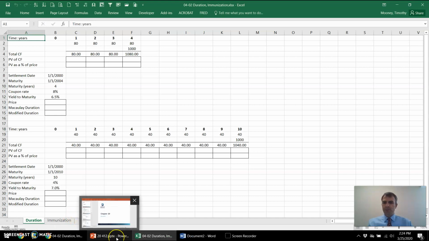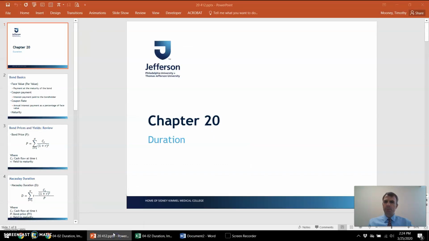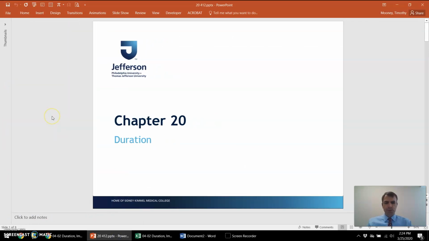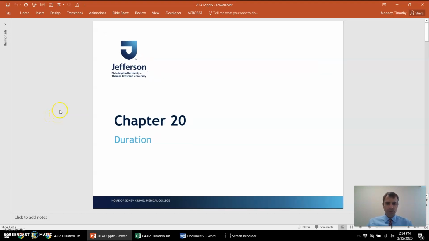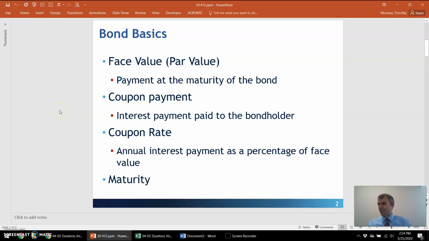So these next couple chapters are about bond management, bond portfolio management. A big concern, among others, for bond portfolio managers is changes in interest rates, and we've had some big changes in interest rates recently. So a little bit of background on bonds, a couple terminology items.